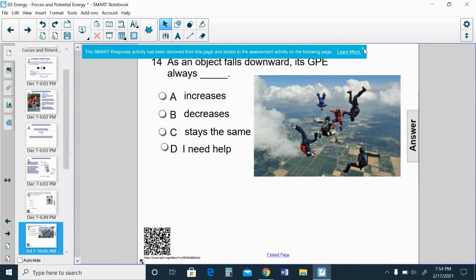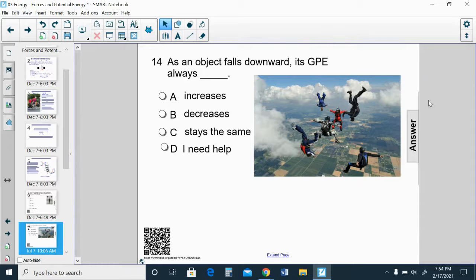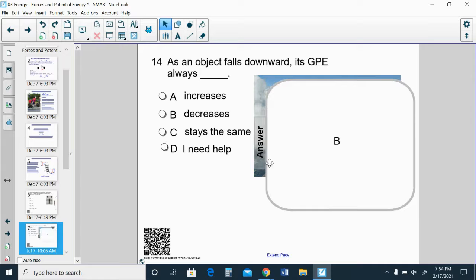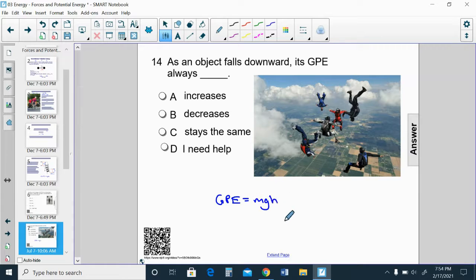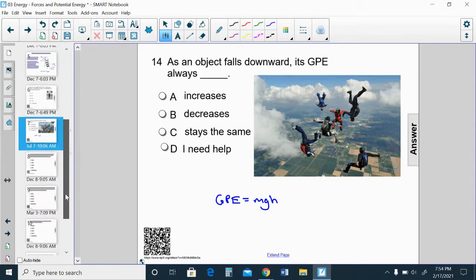As an object falls downward, its GPE always... the answer would be B, decreases. So if you increase the height, you can think of it like a directly proportional relationship. We have our GPE equal to mgh. If you increase any of these values, you're going to increase gravitational potential energy. If you decrease any of these values, you'll decrease gravitational potential energy.